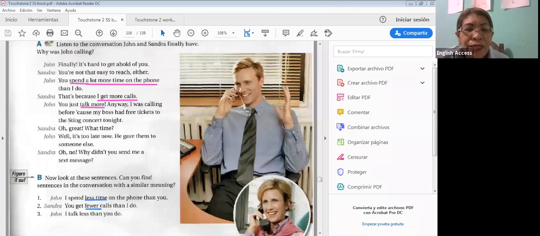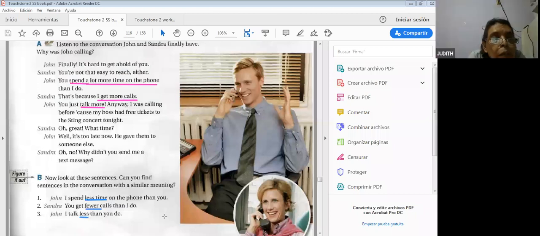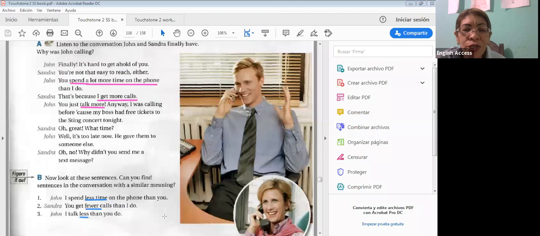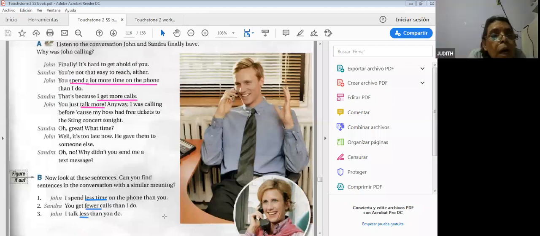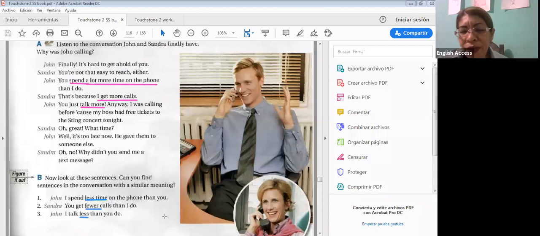Number 3, exercise B. I talk less than you do. In the reading, the opposite is you just talk more. But as you can see, once again, we're using comparative adjectives and we're using less and we're using more. We're going to start with the grammar chart so you can understand this part better.